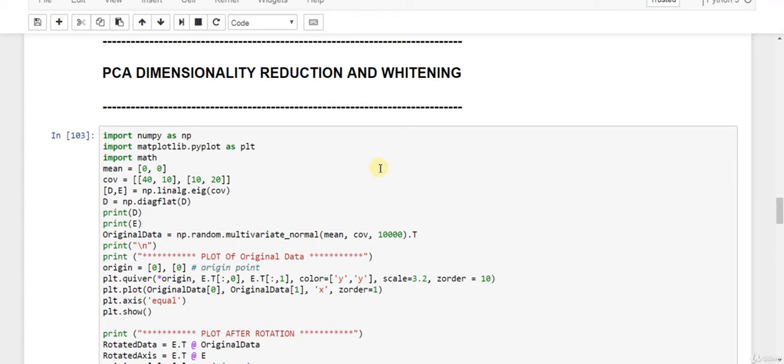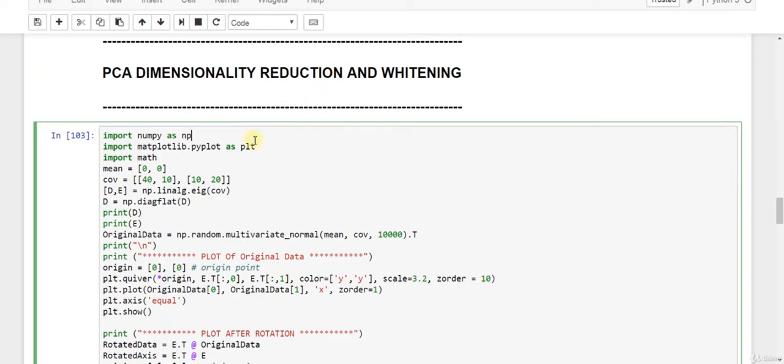In this video I'd like to show you some Python programming and some visualizations for the whole PCA section. In this Python notebook we have the following: PCA, dimensionality reduction and whitening. Let's see what I have done here. Here I am importing NumPy, Matplotlib, and the math libraries.